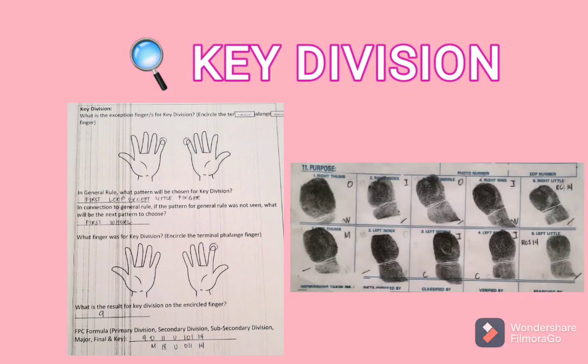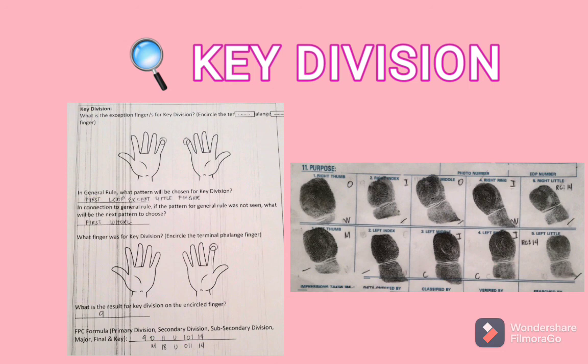So, we may be able to find the answer for key division in all fingers except the two little fingers, both left and right. In general rule, the pattern that will be chosen for key division is first loop except little fingers. And in connection to general rule, if the pattern for general rule was not seen, the next pattern to choose will be the first whorl. In our reference here, our first loop will be found at the right index. And the ridge counting value is 9.